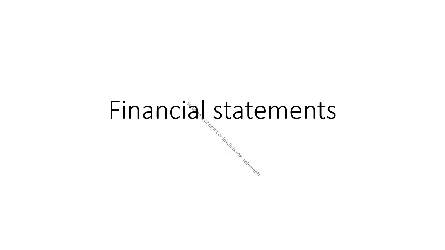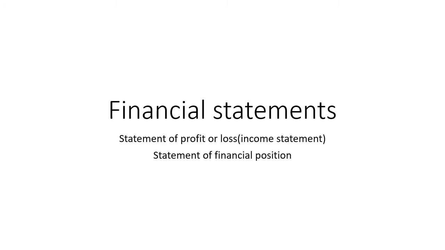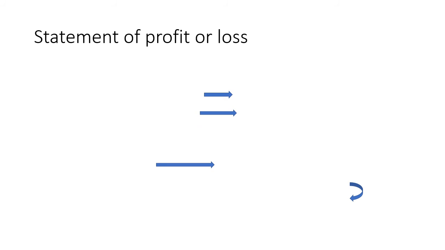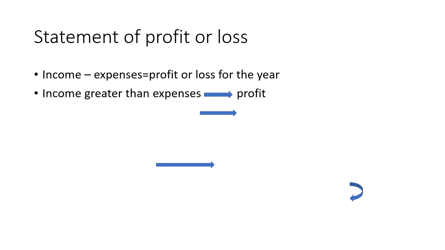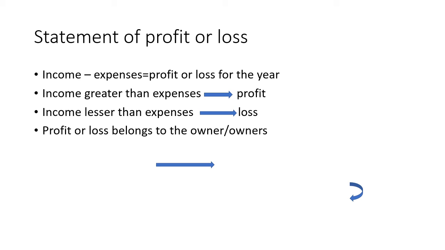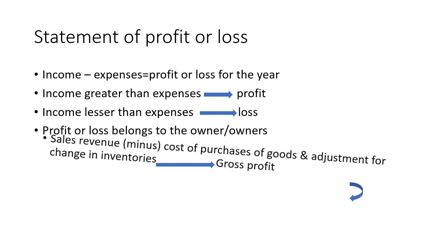Financial statements: we have two major financial statements. The first one is the statement of profit and loss, also known as the income statement, and the second one is the statement of financial position. In the statement of profit and loss, income minus expenses is equal to profit or loss for the year. If income is greater than expenses, then of course it is profit. If income is less than expenses, it is a loss. Profit or loss belongs to the owner or owners of the business.